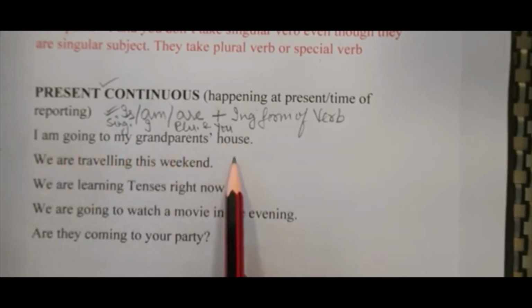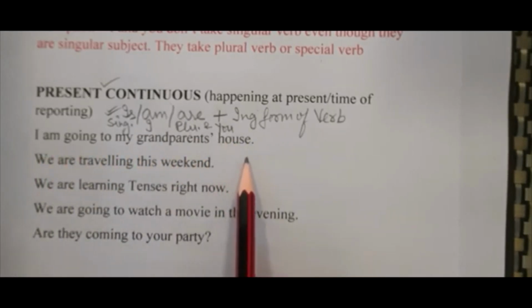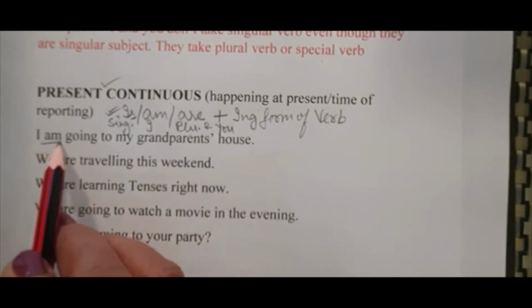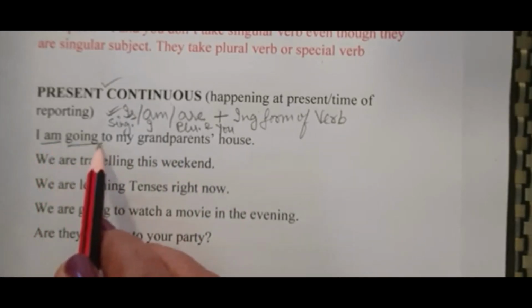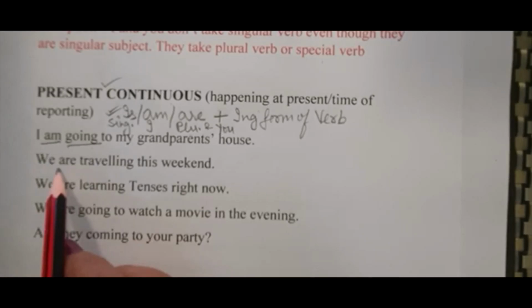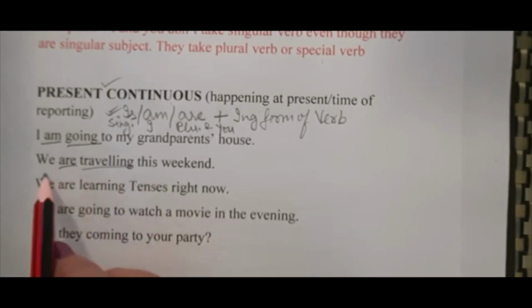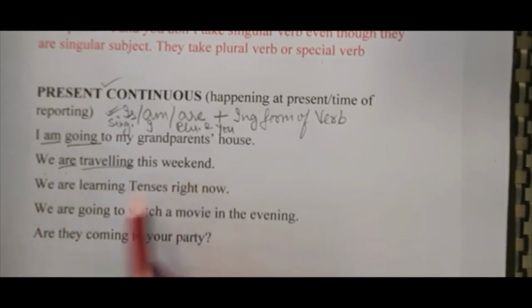I'm going to my grandparents' house. Am is the helping verb, going is the main verb, the ing form of main verb. We are traveling this weekend. We plural, are plural. We are learning. We are going to watch a movie in the evening. Are they coming to your party? They are plural, so plural helping verb.